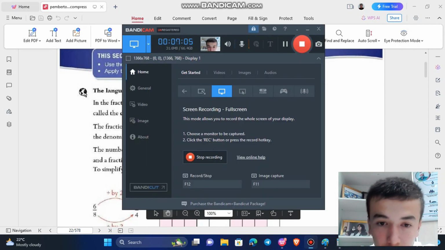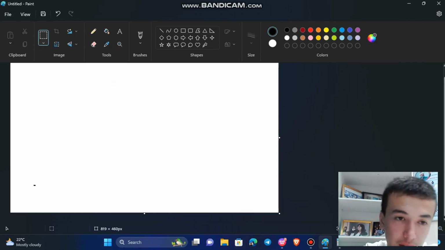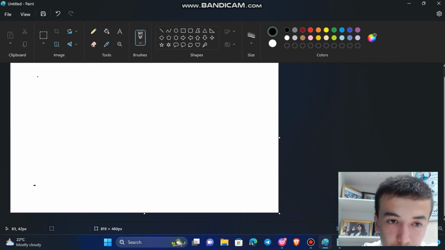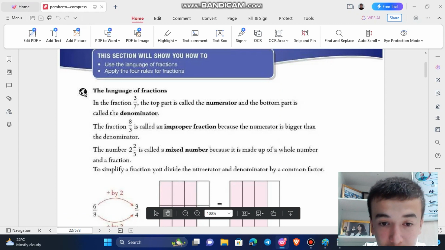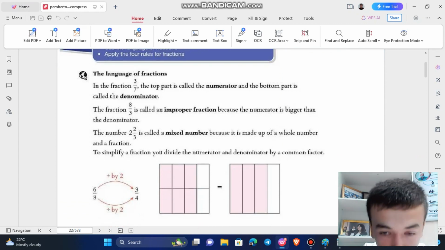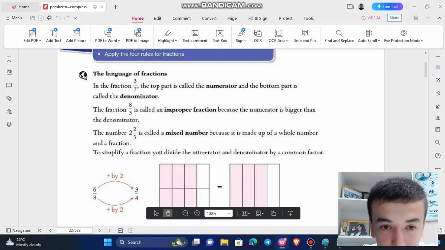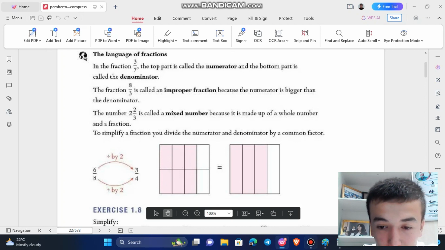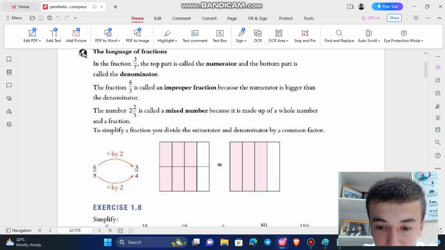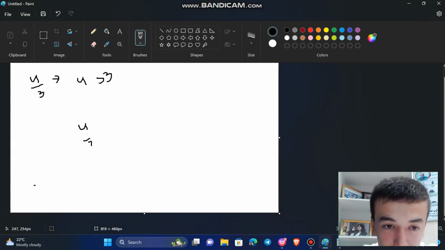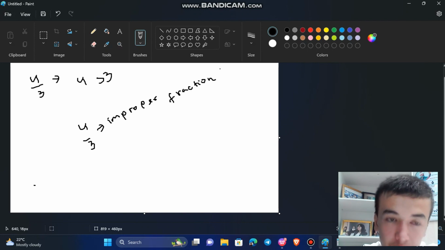We can do some exercises with you. 4/3. Is it a mixed number, an improper fraction, a denominator, or a numerator? Which one is it? 4 is greater than 3, so the denominator is less than the numerator in this case. The answer is improper fraction. So this fraction is an improper fraction.